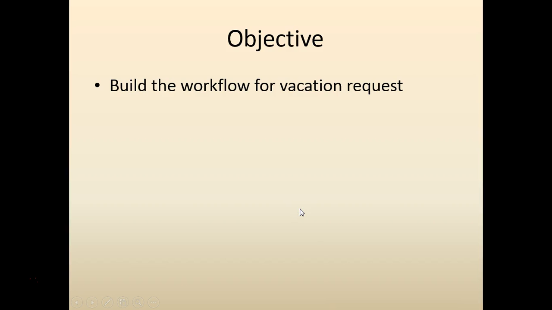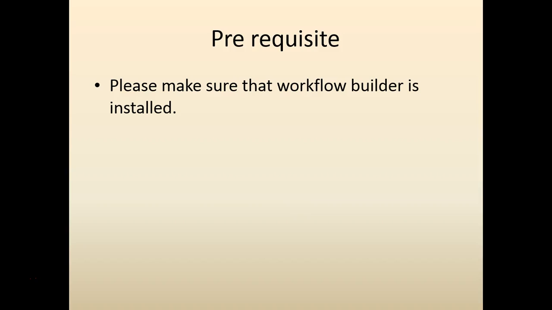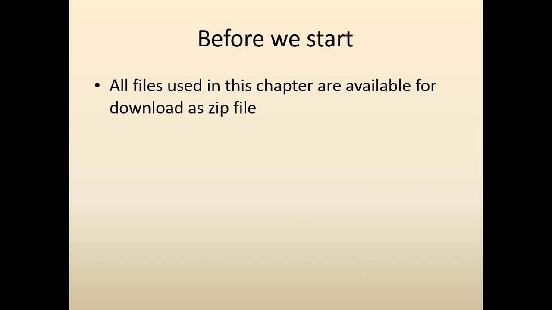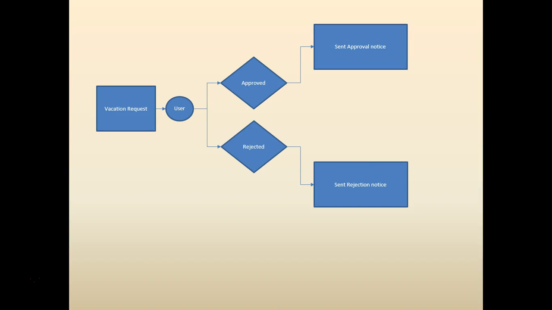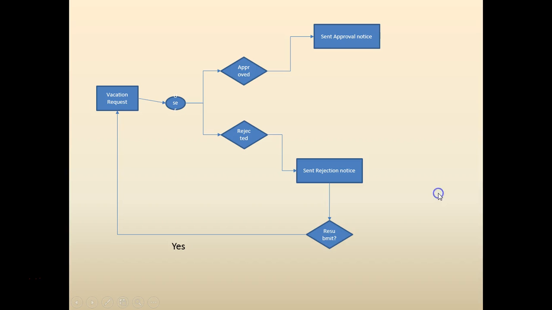So we're continuing to build on the vacation request. As always, the zip file is available for you to download. Here is the initial vacation proposal we have been building. The vacation request comes from the user. It can be approved or rejected. If it's approved, they'll get a notification. If it's rejected, they'll get a rejection notification.